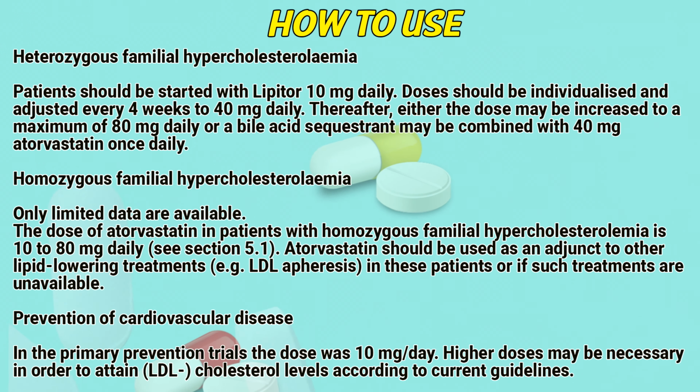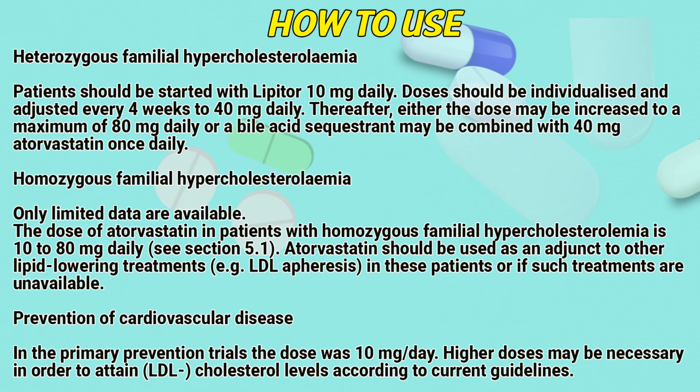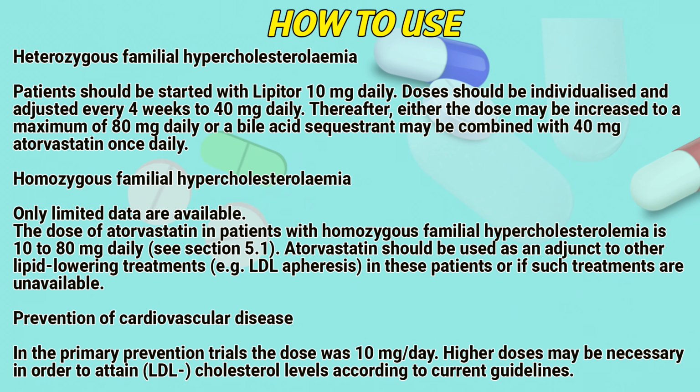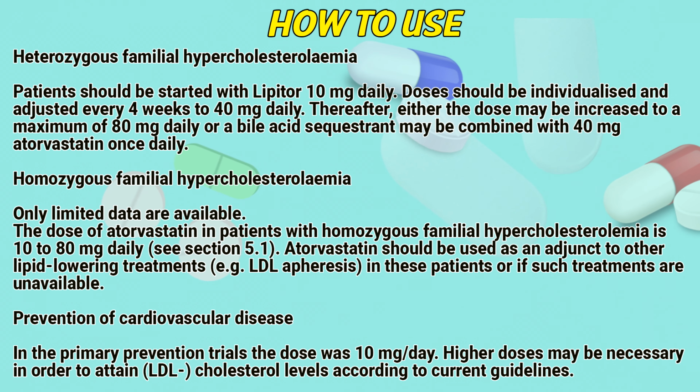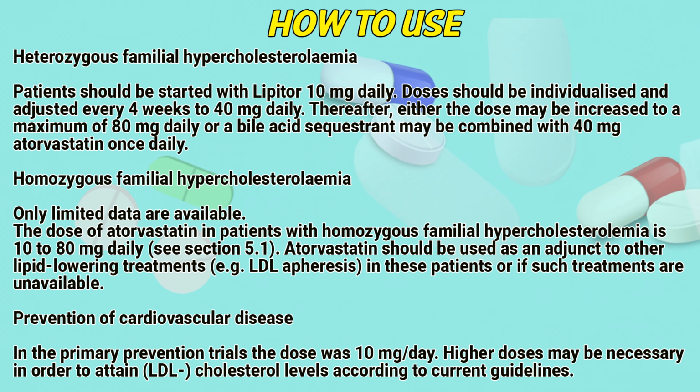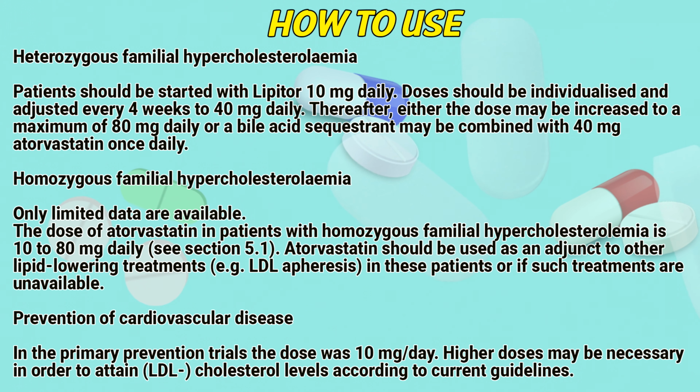Heterozygous familial hypercholesterolaemia. Patients should be started with Lipitor 10 mg daily. Dosage should be individualized and adjusted every 4 weeks to 40 mg daily. Thereafter, either the dose may be increased to a maximum of 80 mg daily, or a bile acid sequestrant may be combined with 40 mg atorvastatin once daily.